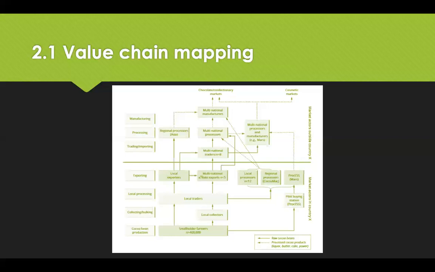So the main purpose of mapping the value chain is to summarize graphically the value structure. There are several ways to go about charting the value chain. You can do it horizontally, vertically, or circular. Whichever approach the designer chooses, the components remain the same. And what you can see on the screen is a hypothetical value chain for cocoa.